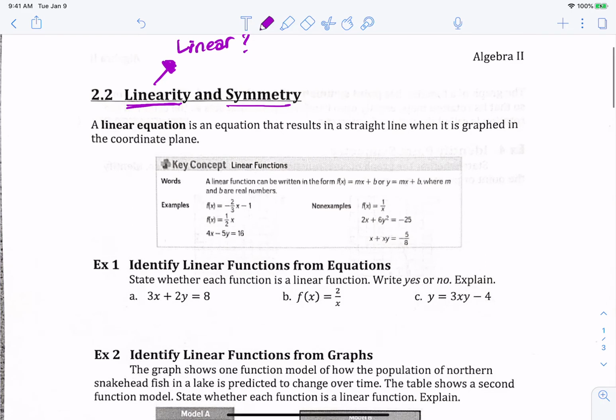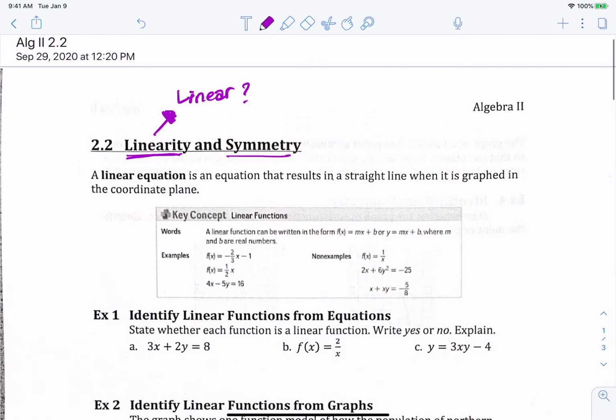Let's talk about graphs of linear equations. Things that are linear look like lines, right? But if we don't have the graph, if we only have the equation, how do we know if it's linear or not? You test it. We could graph it, right? But I don't want to graph every one of them. I want to just look at the equation and know it's linear.